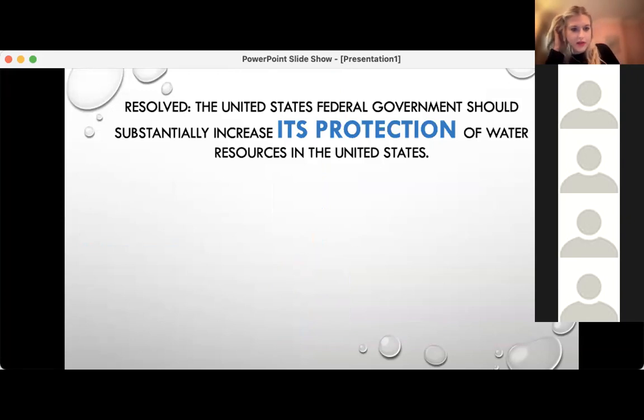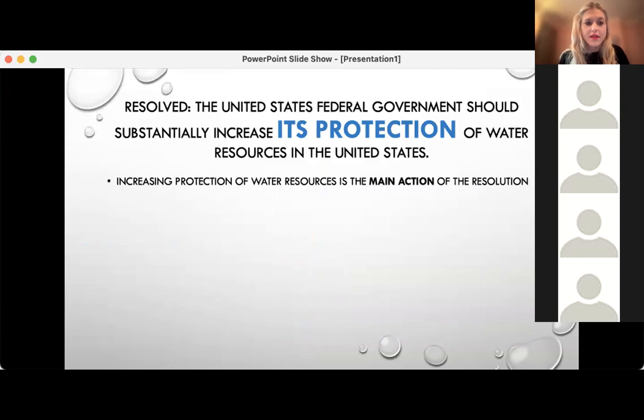And then the last term of art that I want to look at is its protection of water resources in the United States. So the United States federal government should increase its protection of water resources is what you have to defend. So increasing protection is the main action of the resolution. This is like the main verb. If you think of the main actor of the resolution as the United States federal government, the main thing that it is doing is increasing its protection.